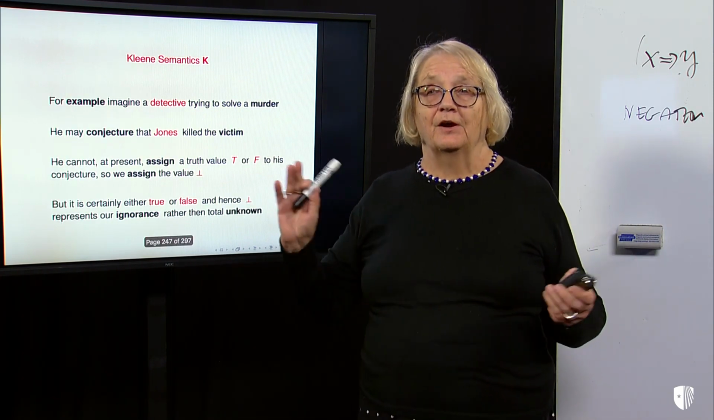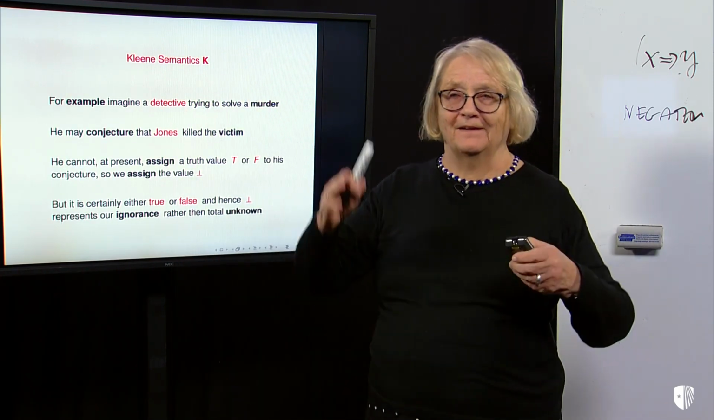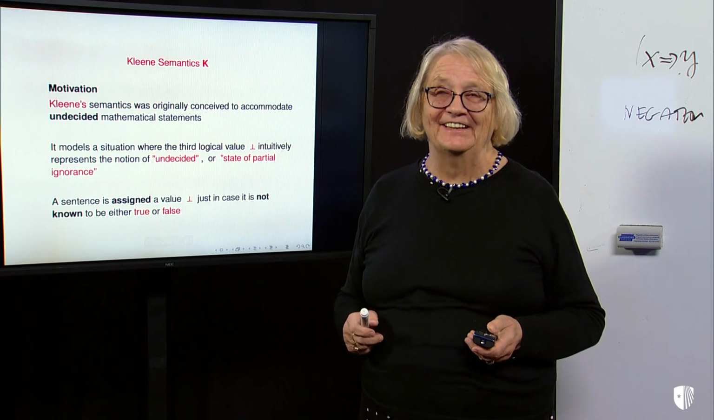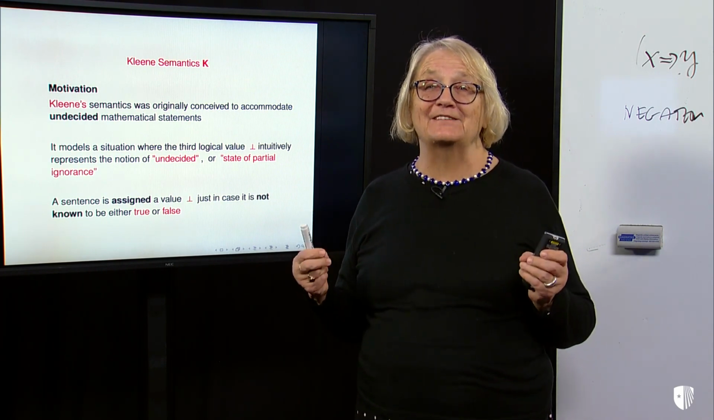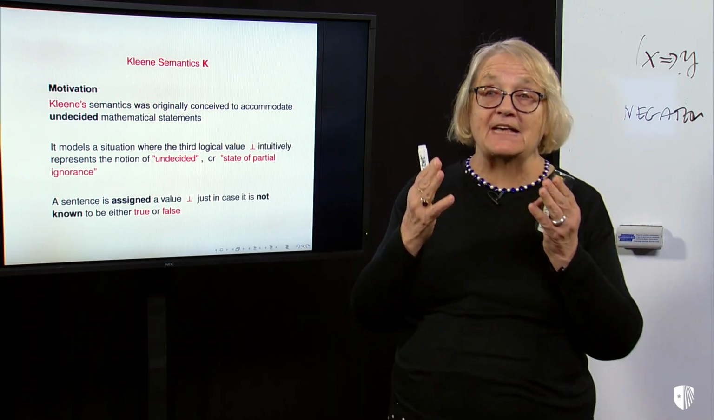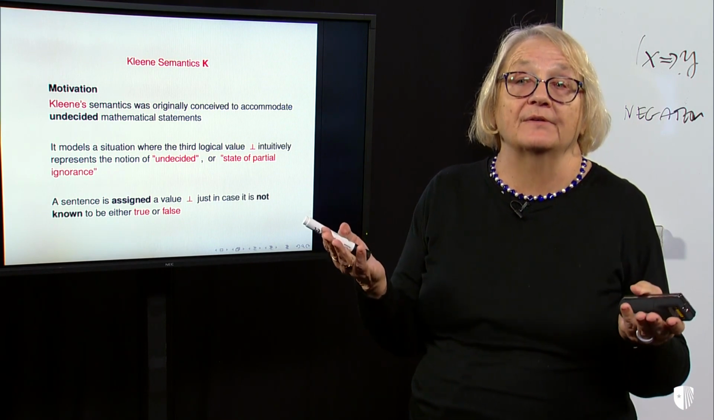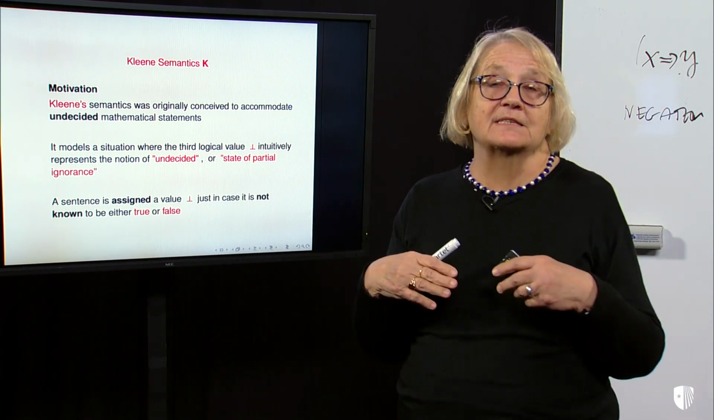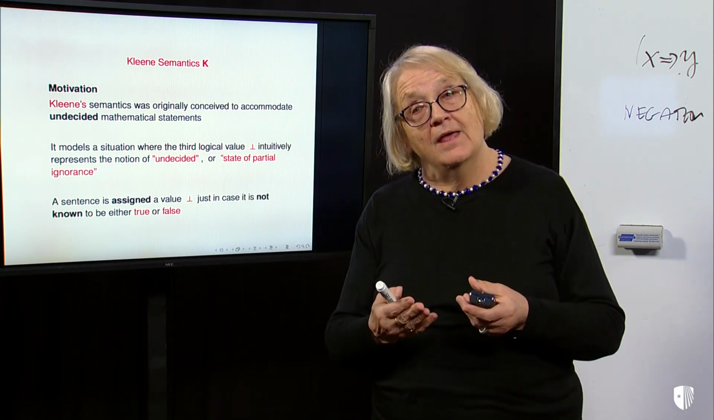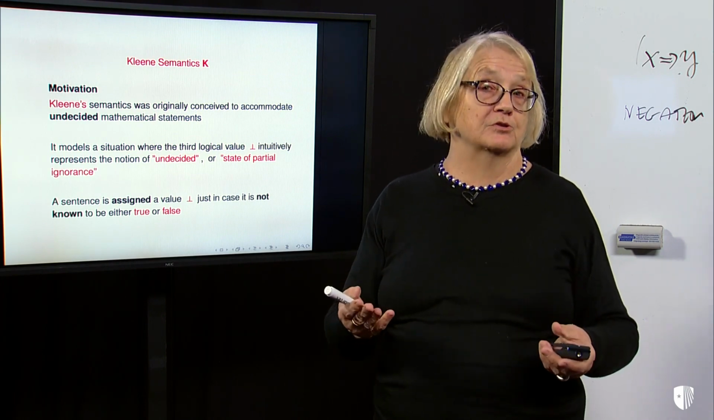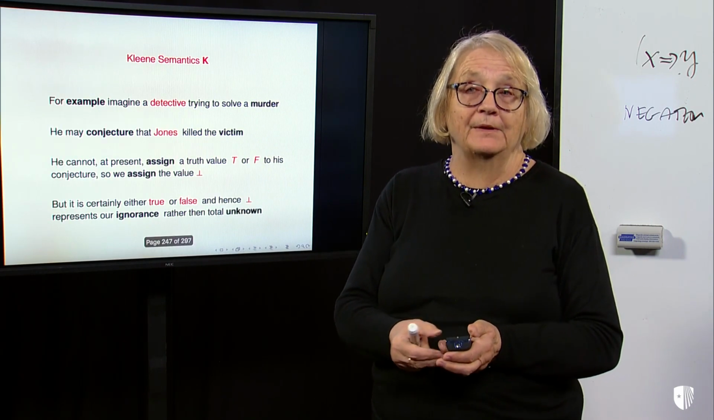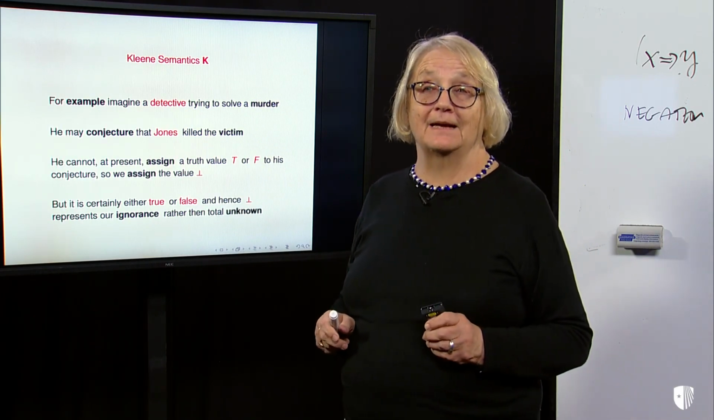And Kleene, Kleene had a nice example. I'll read you just the example. Motivation: he wanted to model a situation where the third logical value intuitively represents undecided or a state of partial ignorance. A sentence is assigned unknown in case it is not known to be either true or false, right? Ignorance, I don't know if it's true or false. So for example, he gave an example.